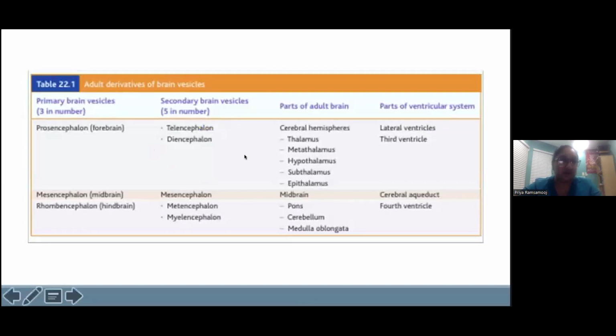Again, for the purposes of the description, we have the adult derivatives of the brain vesicles that we went through on the previous slide. So the prosencephalon, in essence, gives you the cerebral hemispheres, as well as your thalamus, your hypothalamus, and your epithalamus. And in terms of your ventricular system, you get your lateral and your third ventricles. Your mesencephalon gives you the midbrain and your cerebral aqueduct, and your rhombencephalon gives your pons, cerebellum, and medulla oblongata, and it gives the fourth ventricle.